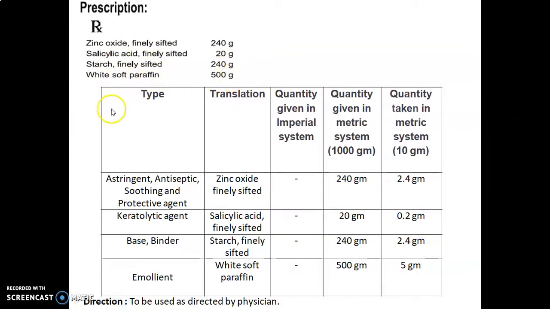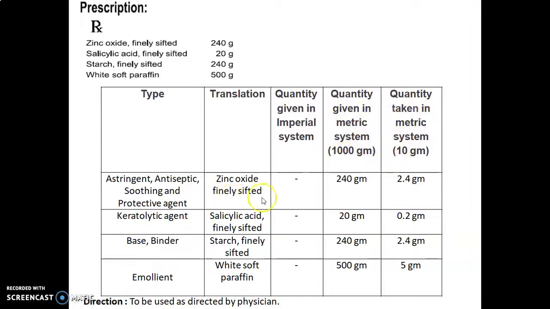Let's discuss the formulation table. Type, that is category, use, role of the ingredient. Translation means the name of the ingredient. As we don't have the quantity in the imperial system, and no quantity is given in Latin terminology, we directly have the quantity given in the metric system to prepare up to 1000 gram, and the quantity taken in the metric system to prepare up to 10 gram.